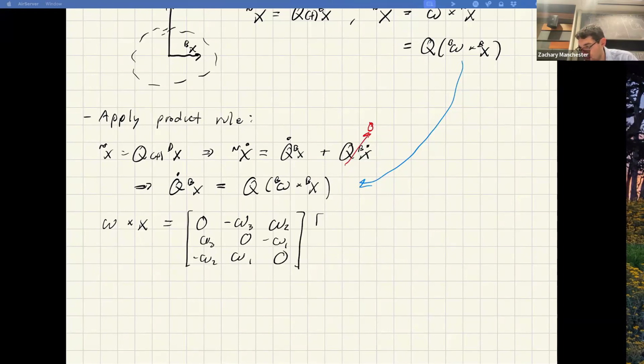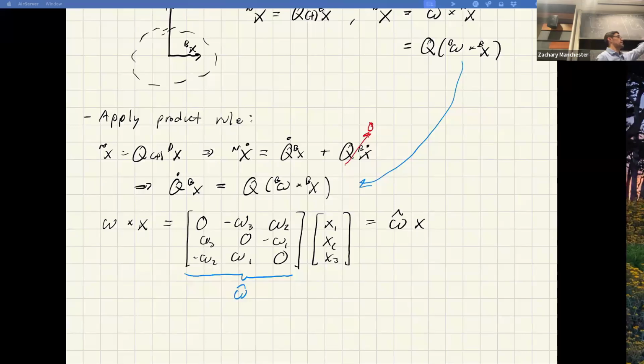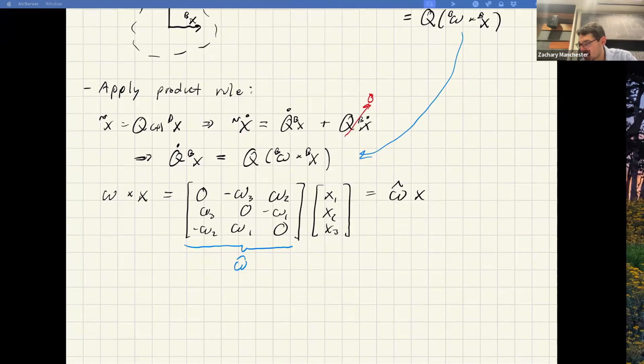So this thing times x1, x2, x3. And then we're going to write this as omega hat times x. So this matrix is omega hat. We call it the hat map. And it's just the cross product written out. It's like omega cross, that operation, written as a matrix, right? Fun fact, any linear operation you can write as a matrix. So omega cross is a linear operation, you can write it as a matrix. Cool.